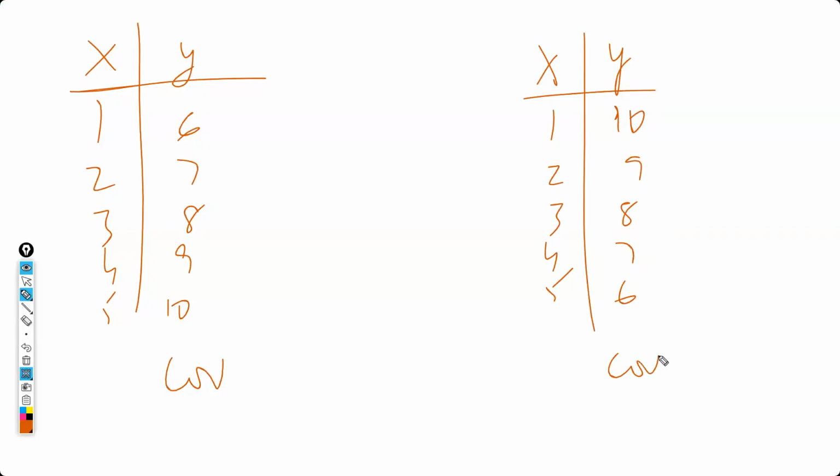Clearly it is visible now. In example 1, as X increases, Y increases. It is clearly visible for you. In example number 2, as X increases, Y decreases. That is also clearly visible for you. Now just calculate the covariance, for this one also. The answer will be the same except for the sign.